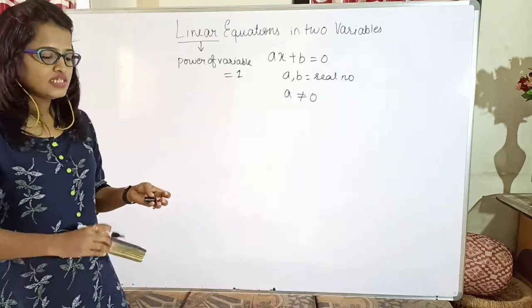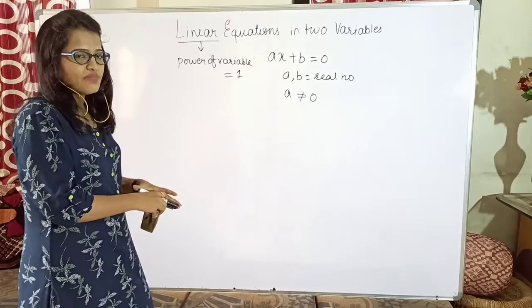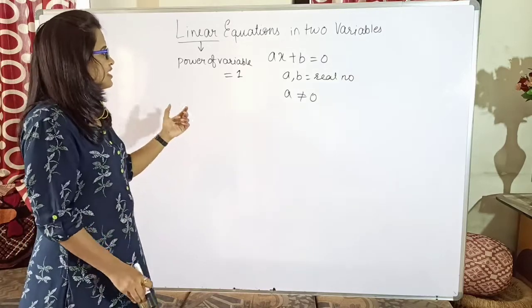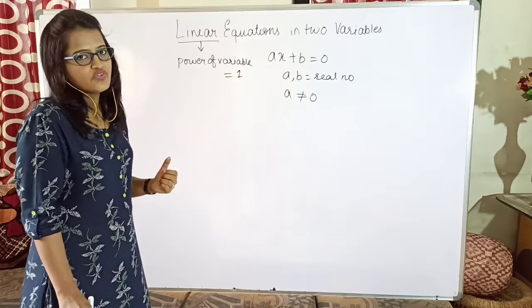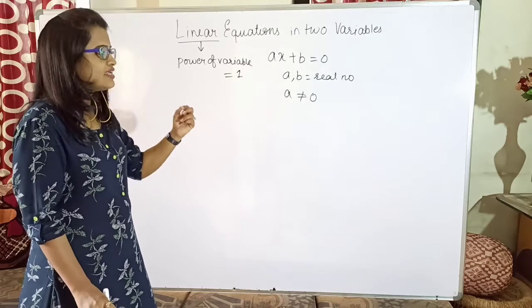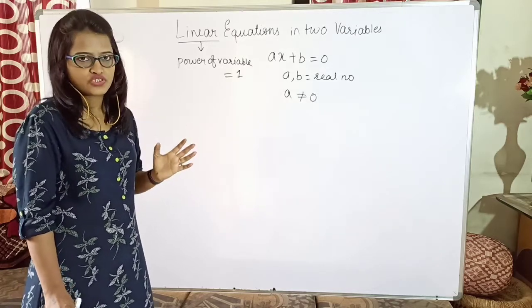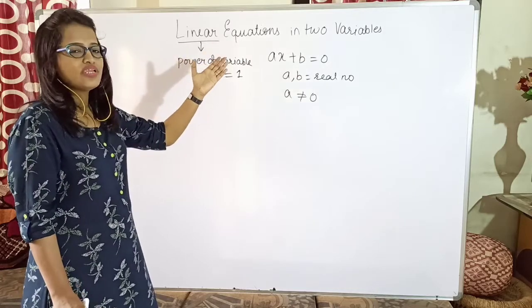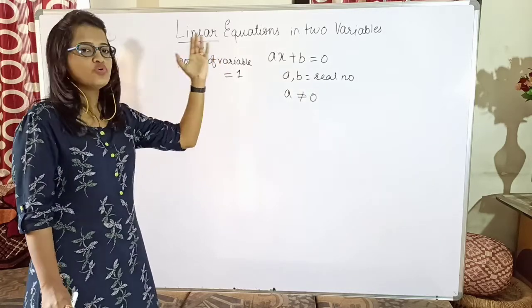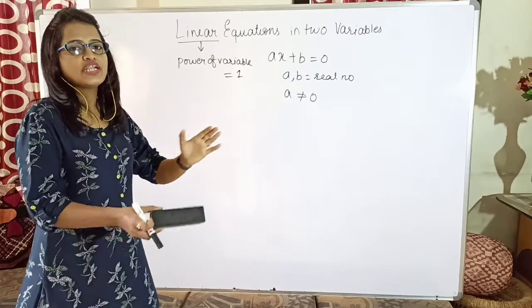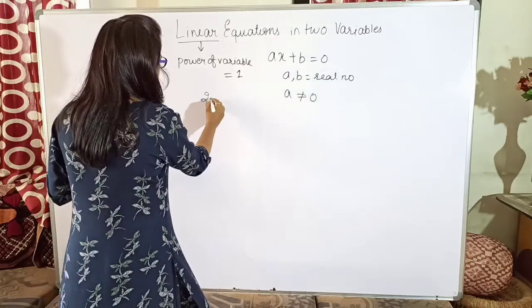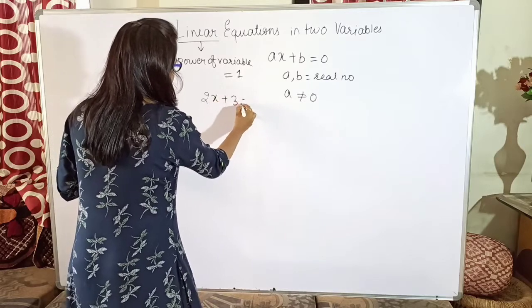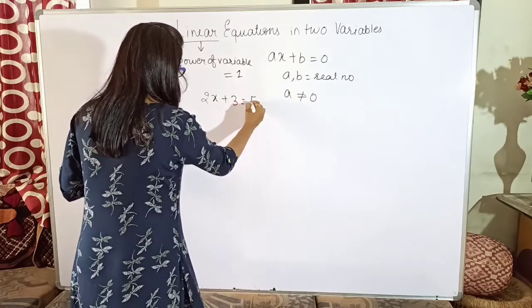But first of all, just a revision or a recap, as I could say, that if the power of the variable, or you can also term it as the degree of the variable, is 1, then that equation is called a linear equation. Okay, now whenever I am calling it an equation, it means I have to equate it with some value so that I can simplify and find its value. For example, if I write it like this, 2x plus 3 equal to say 5.